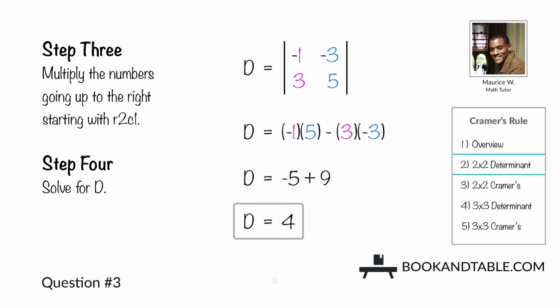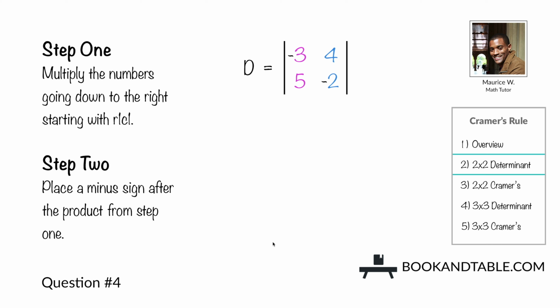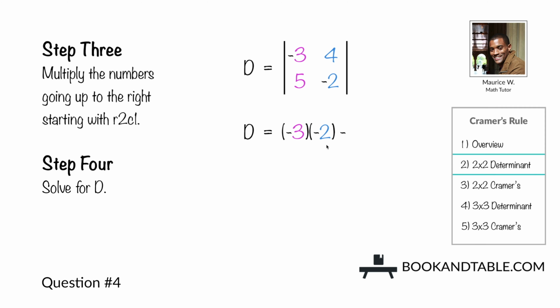Let's now have a look at question number 4. Step 1, multiply the numbers going down to the right, starting with row 1, column 1. So that would be negative 3. And if we're going down to the right, we want to multiply negative 3 times negative 2. And now we want to place a minus sign after the product from step 1. And step 3, we want to multiply the numbers going up to the right, starting with R2C1, second row, first column. So that would be positive 5. Going up to the right means we're multiplying 5 times 4.